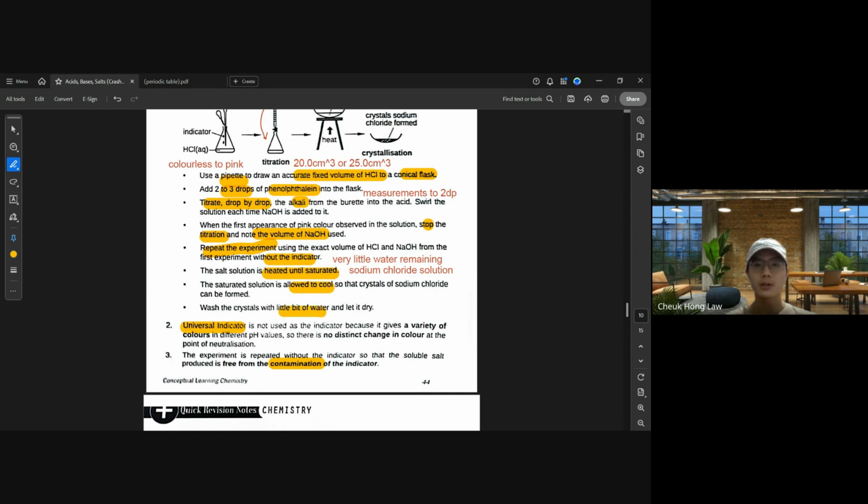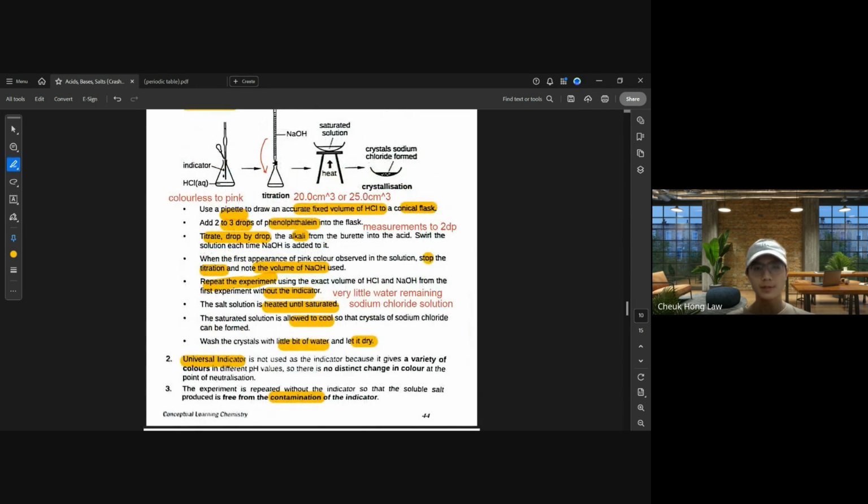Then the last step is always the same. You wash it with water and you let it dry, or you use filter paper to dry it. So you see it's like 1, 2, 3, 4, 5, 6, 7, 8 steps. But you don't have to memorize all the steps.